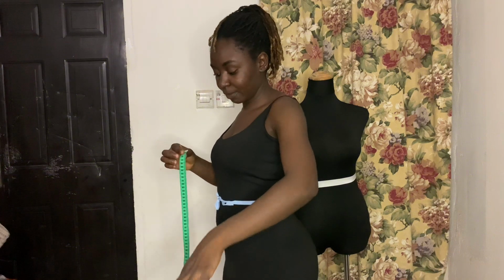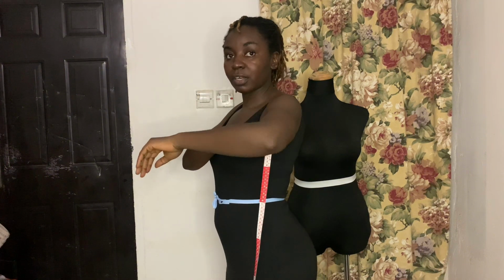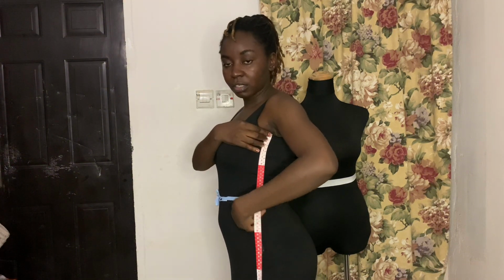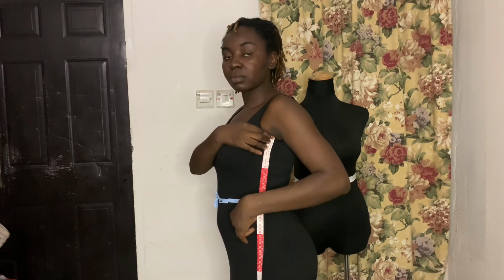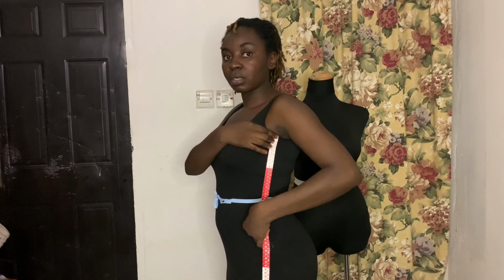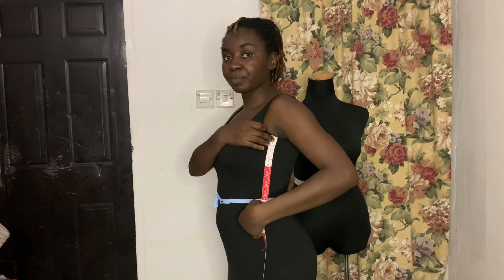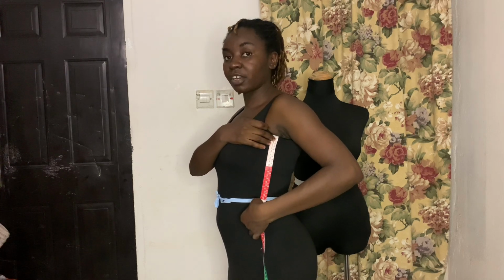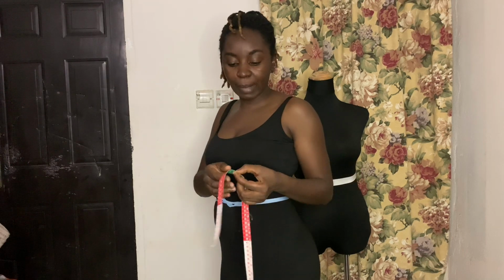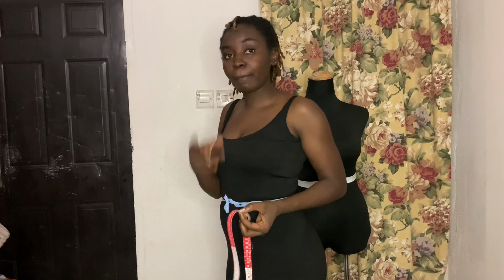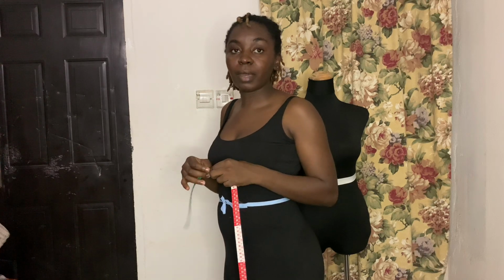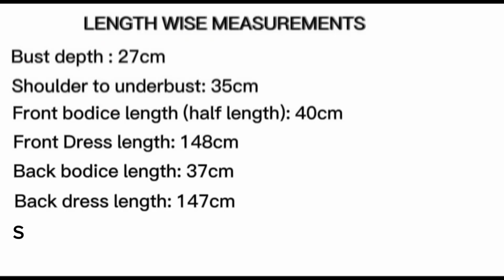This measurement you take from your armpits, just here, and then down to the waist here, right? So whatever you get here, you now subtract that by 2. So I have 20 minus 2, I have 18. So 18 cm is my side seam.